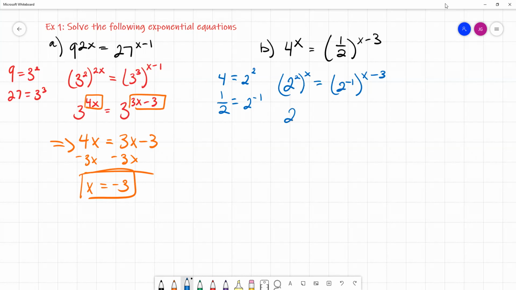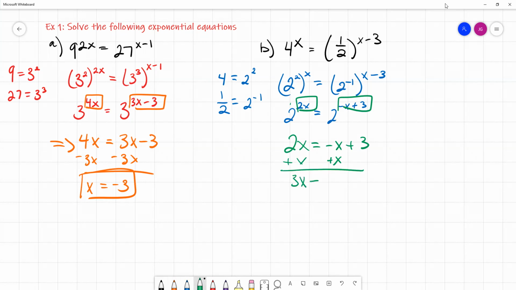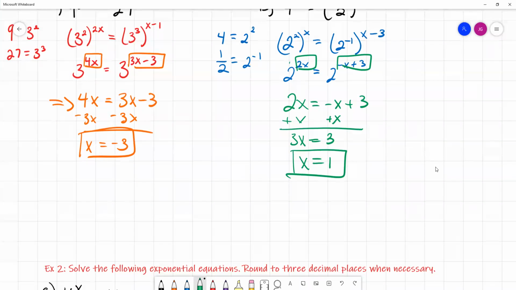2 times x is 2x. Negative 1 times x minus 3 is negative x plus 3. Now I can set my exponents equal to each other. 2x is equal to negative x plus 3. And then I solve. I add over this x. I get 3x is equal to 3. And so x is equal to 1 once I divide over the 3. And we're all set. Really great technique to use. Not always the case that I can use it though.